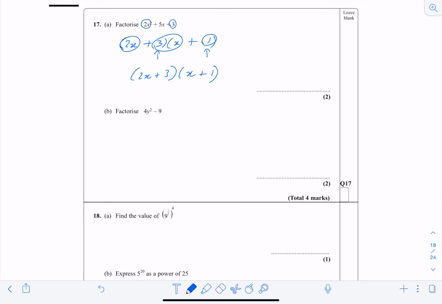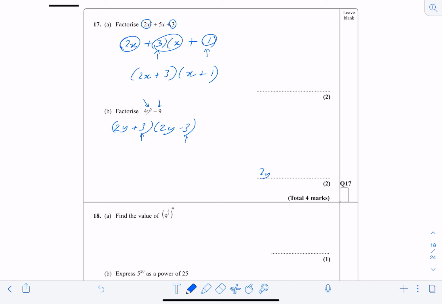Factorize 4y squared minus 9. Okay, so that's going to be 2y plus 3 and 2y minus 3. This one here, if there's no non-squared letter, then it means that the second part of your bracket must always be the same thing, but just in reverse. So one's positive and one's negative. Look at what they multiply to. It's going to be negative 9, so that's 3 and 3. So that's going to be my answer.